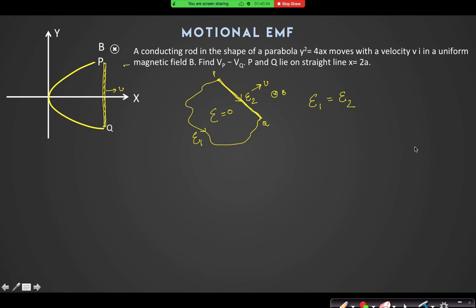What is the length of this rod? Y coordinate, if you find, it is 2 root 2a. Sir, 4 root 2a. So it is 4 root 2a. So the EMF induced is equal to 4 root 2 BLV. Yes or no? Now I have to find P and Q. Again, you can check that if there is a positive charge, then it will move upward. So it is Vp minus Vq only.